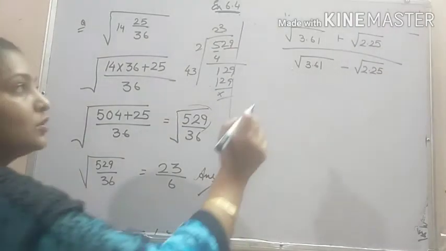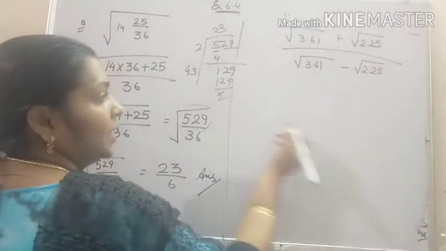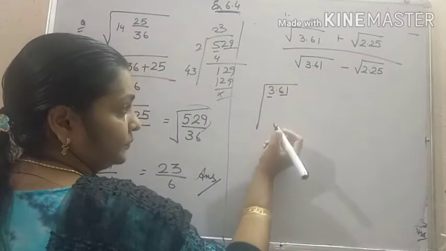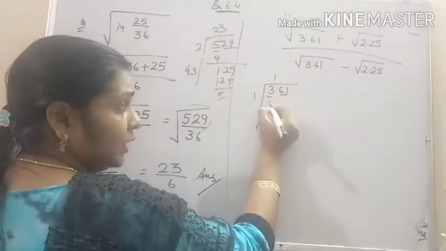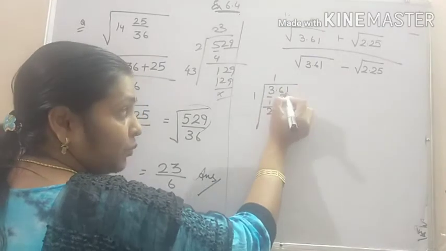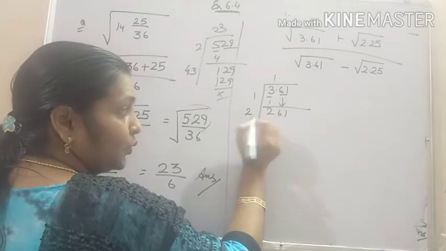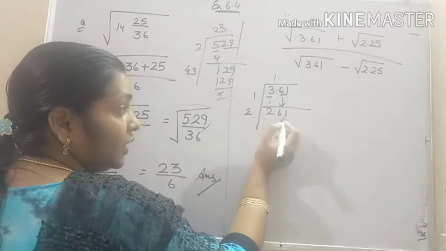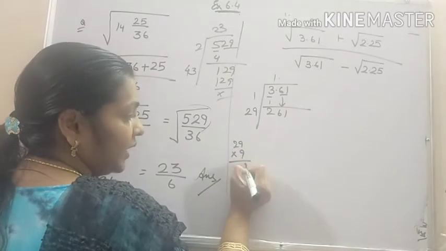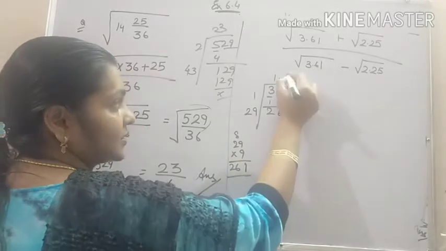Now see, this is also a very easy problem. 3.61. You can find the root of 3.61 easily. 1 ones are 1, 2 will be left. Bring the next pair down, and as we have brought the pair after the decimal, the decimal will come here as well, 2. Now it will go on 9. 29 into 9. 9 9s are 81, 8 carry, 9 2s are 18 plus 8, 26.